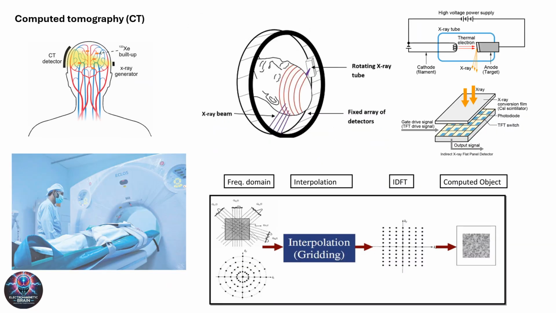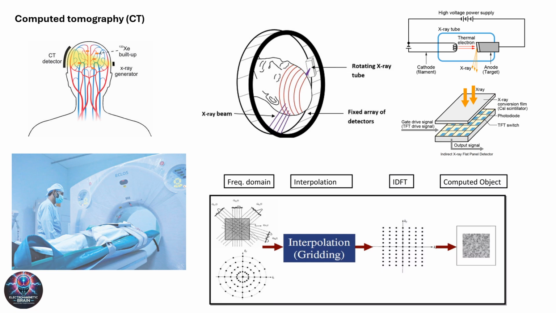Finally, we explore computed tomography, CT, one of the fastest and most accurate methods for brain imaging. As shown in the top left illustration, CT relies on X-rays, which are high-energy electromagnetic waves. These X-rays pass through tissues, with their intensity attenuated based on the tissue density described by the Beer-Lambert law, I equals I0 e to the minus mu x, where I is the transmitted intensity, I0 is the initial intensity, mu is the attenuation coefficient, and x is the tissue thickness.